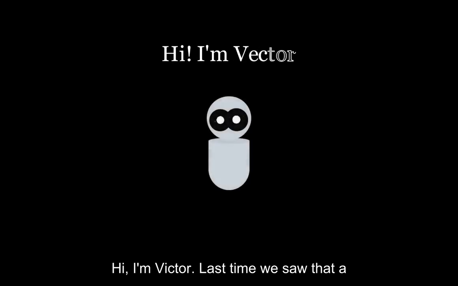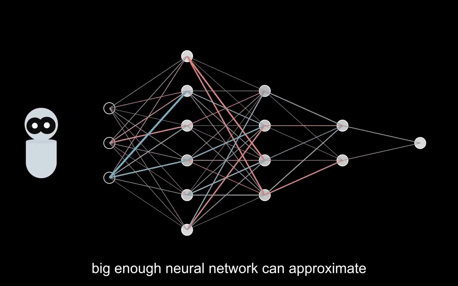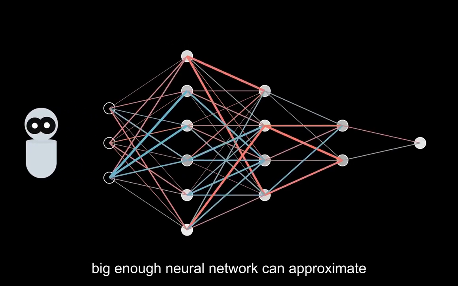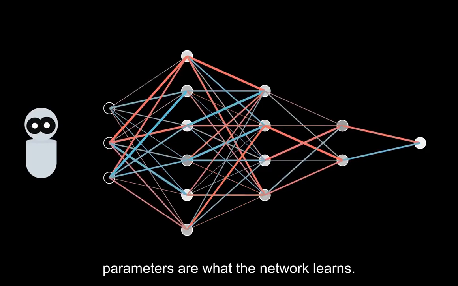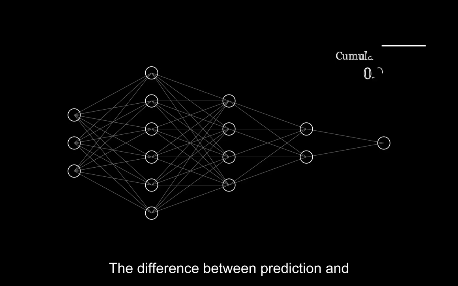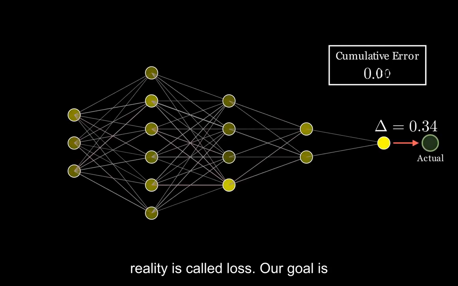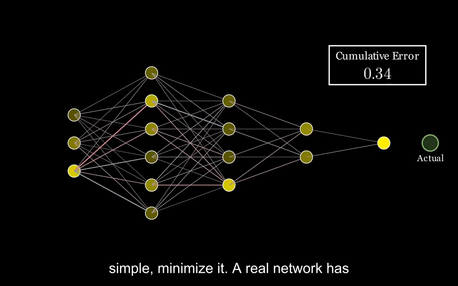Hi, I am Victor. Last time we saw that a big enough neural network can approximate any function. The challenge is finding the right weights and biases. These parameters are what the network learns. The difference between prediction and reality is called loss. Our goal is simple: minimize it.